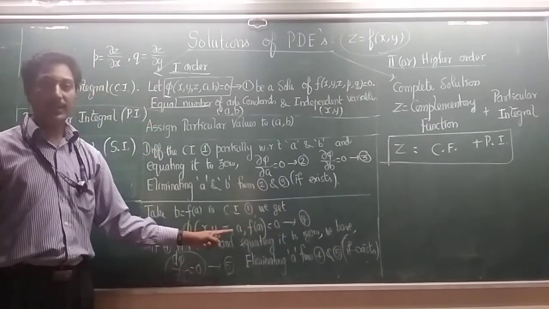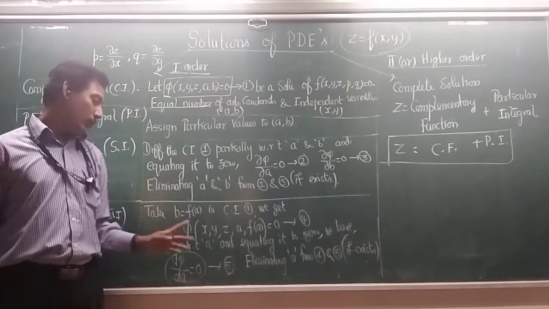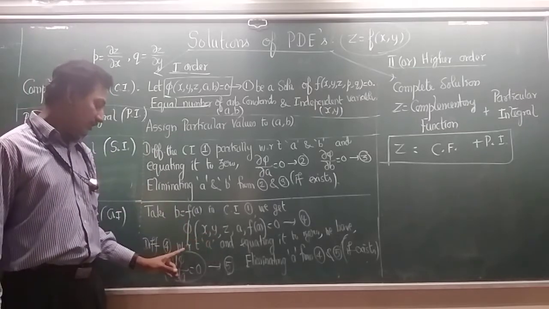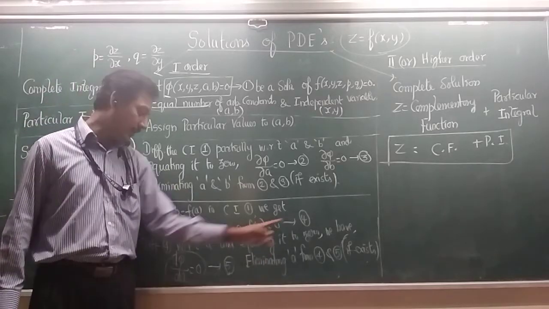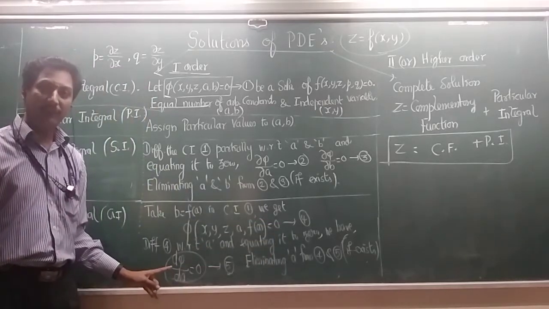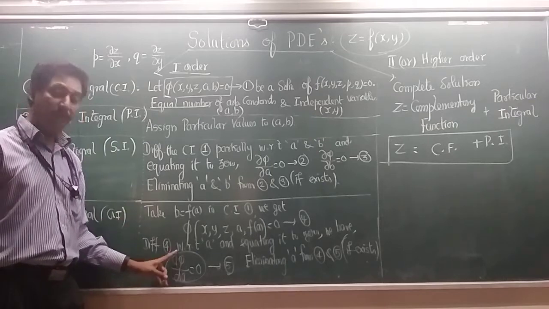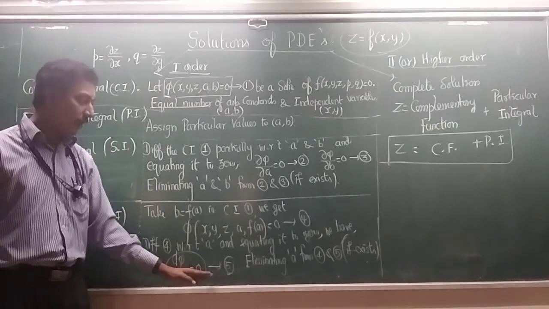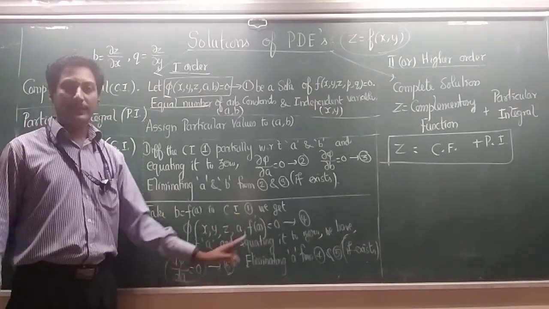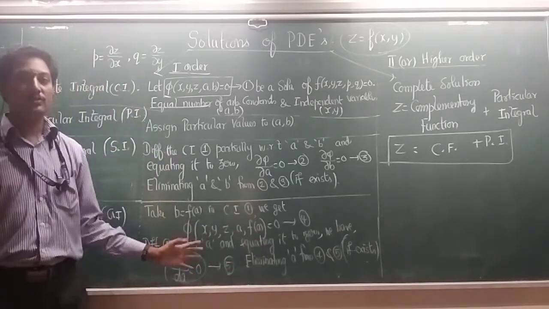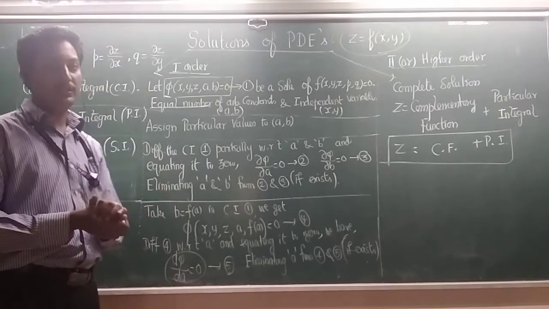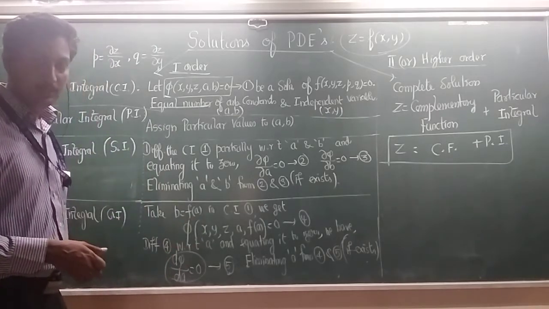So how many constants are there? Still we have one constant, a. Now differentiate equation 4 with respect to a and equate to 0. We get d phi by da equal to 0, not dou, because there is only one constant. This is my equation number 5. From 4 and 5, eliminate the constant a. If it exists, then that solution is free from the arbitrary constant, and that is called the general integral.